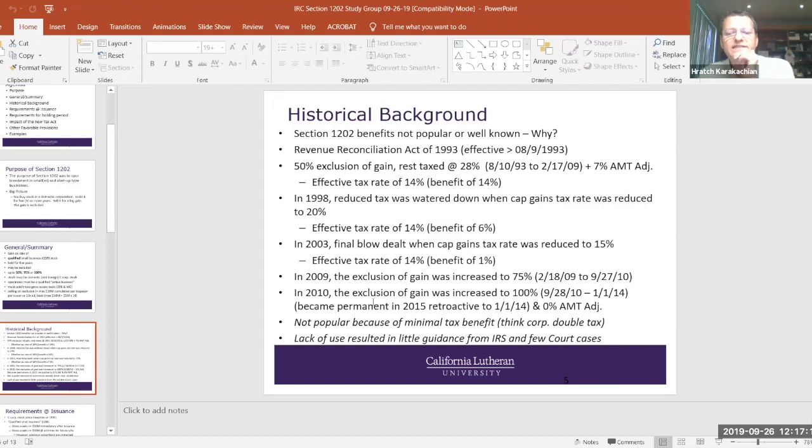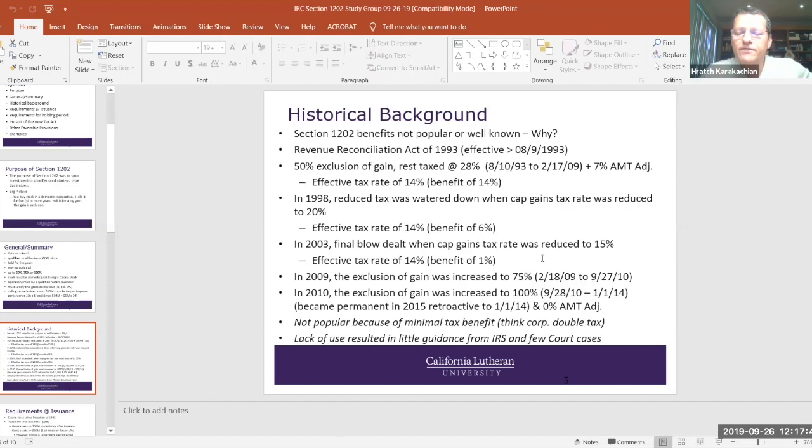In 2010, they said, okay, we need to really enhance and spur investment in small and startup businesses, so they bumped the exclusion up to 100%. And one point that I want to make here is that the date of acquisition of the shares, after 1993, determines the exclusion amount.